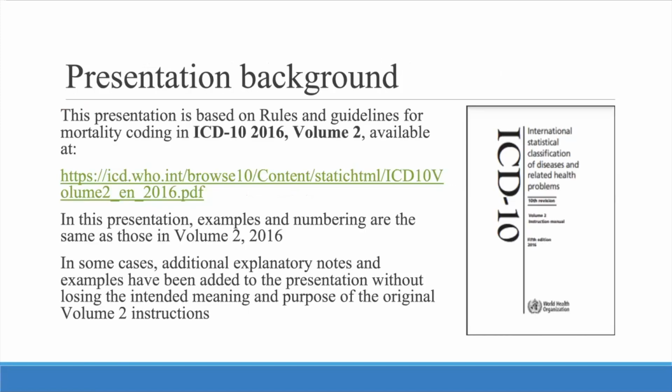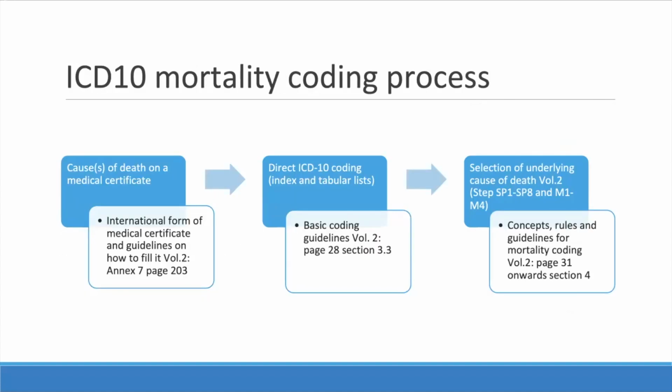This presentation and others in this series are based on the WHO Mortality Classification Rules and Guidelines found in ICD-10 Volume 2. These rules and guidelines have been the subject of numerous updates over the years, and we use the 2016 version, which is the most recent readily available one. If you don't already have a copy of the 2016 version of Volume 2, you can find one at the link on this slide. We use this slide in each presentation in the Coder Web Training Series as a reminder of the ICD-10 mortality coding process.